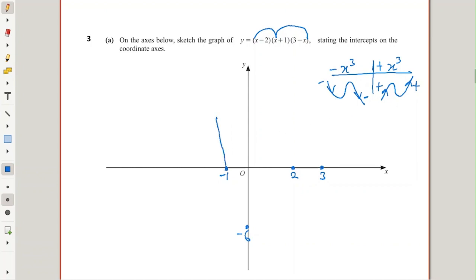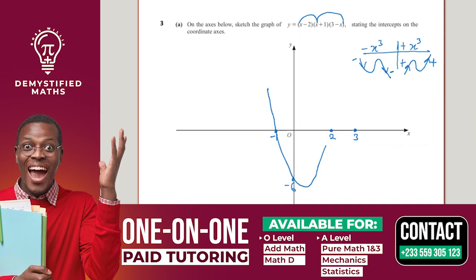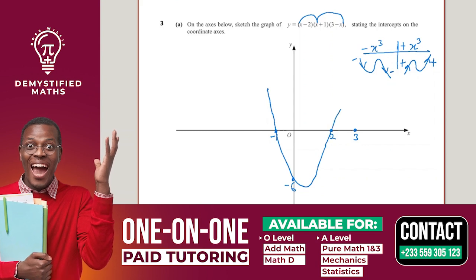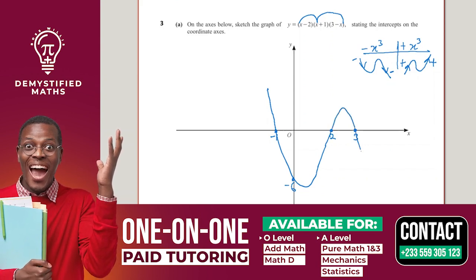10 out of 10. Nice, beautiful, gorgeous. Is my graph not pretty?